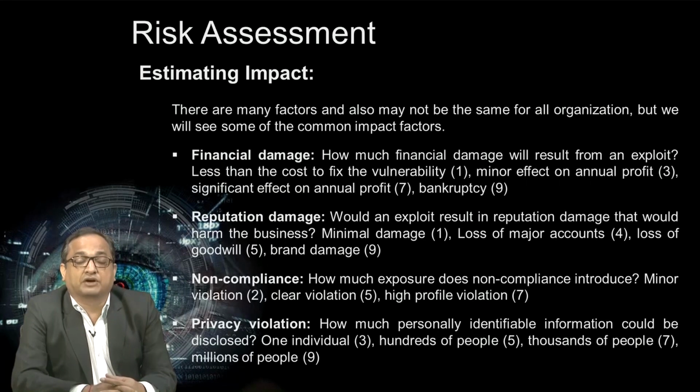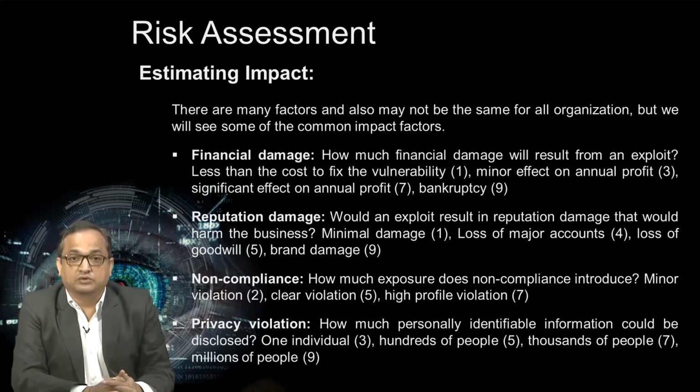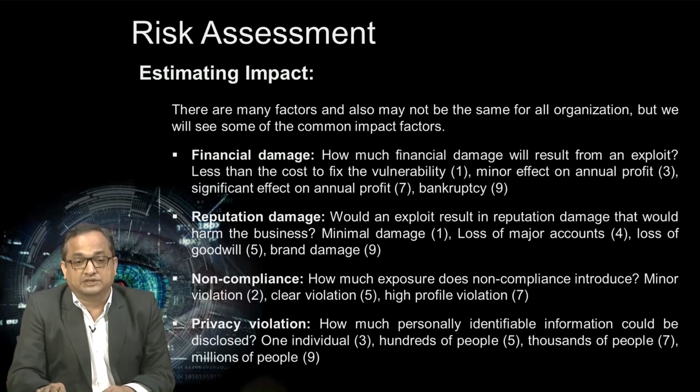Finally, privacy violation. How much personally identifiable information could be disclosed? One individual, we can give 3. Hundreds of people, we can rate it 5. And thousands of people, we can rate it 7. And millions of people, we can rate it as a high risk, that is 9.